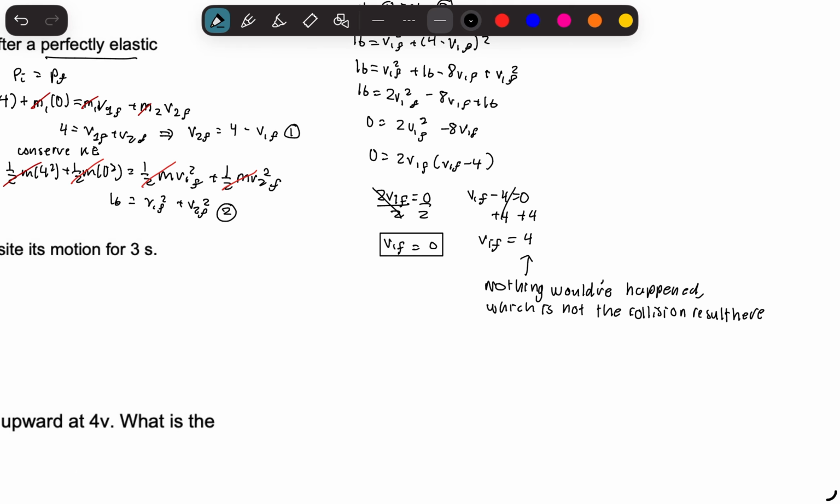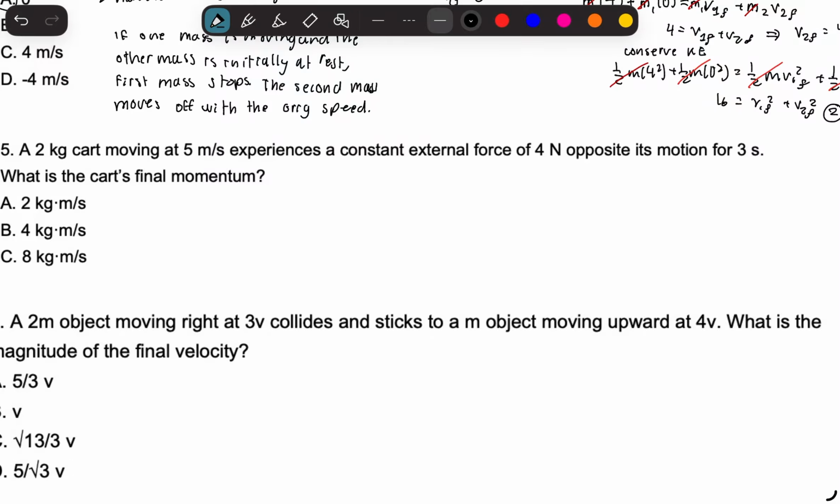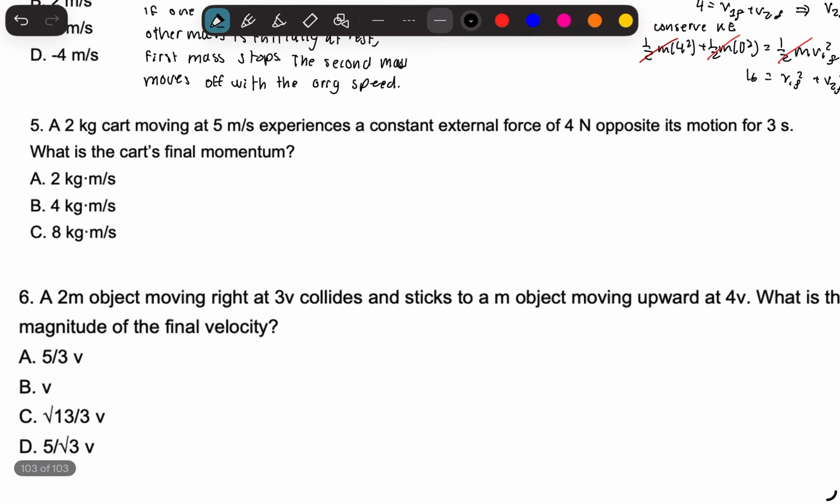So let's say we have a 2 kilogram cart moving at 5 meters per second, and it experiences a constant external force of 4 newtons opposite its motion for 3 seconds. What is the cart's final momentum? So we have to find our initial momentum. Our initial momentum is equal to mass times velocity, which is going to be 2 times 5. That's going to be 10 kilograms times meters per second.